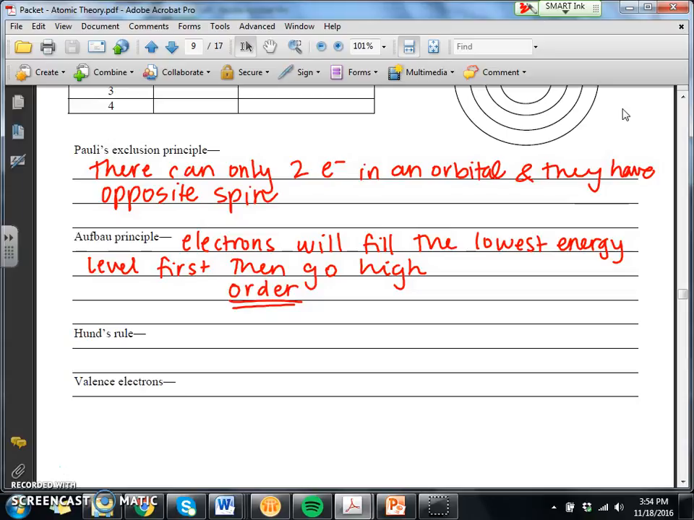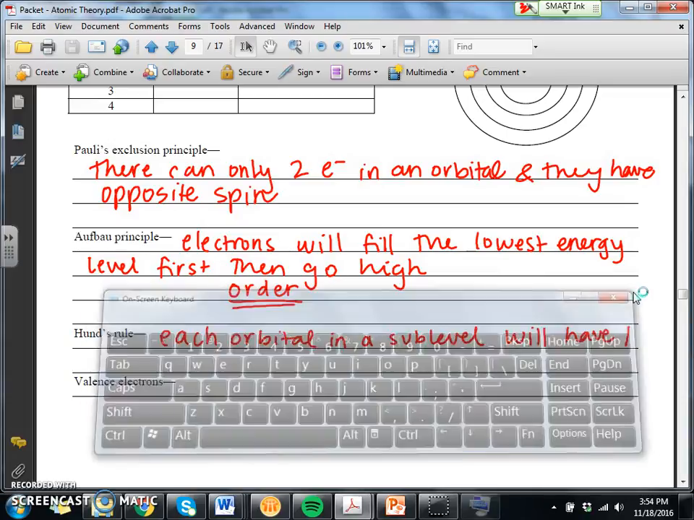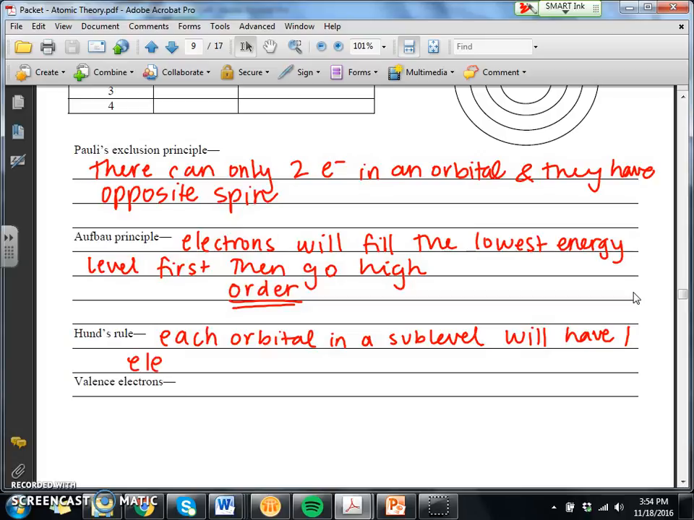Now, Hund's rule tells us that each orbital in a sublevel will get one electron first, before pairing up. Okay, and these rules will make more sense once you see them in action. But it's very important that you know which rule goes with what name.